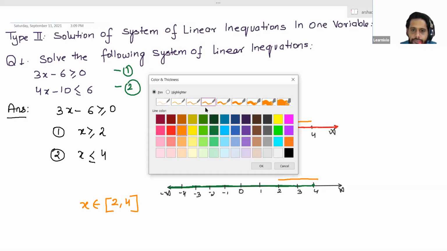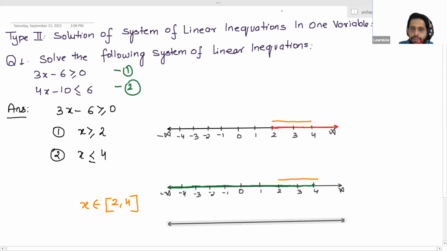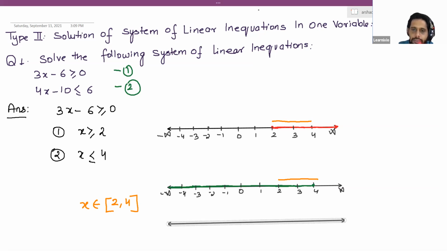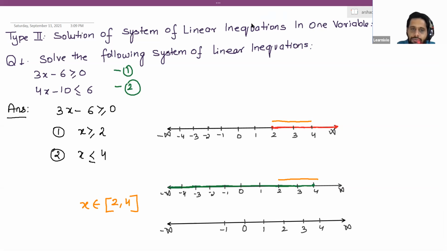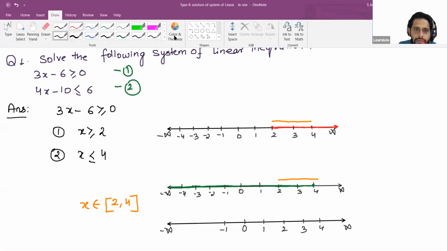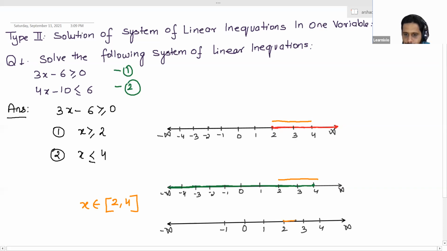So for the final answer, we will draw a number line. We will write like this, and on this one we will represent our answer. This is minus infinite, this is infinite, this is 0, 1, 2, 3, 4, let this be minus 1. So we need to shade the final answer. Just take another color. So the final answer will be 2 to 4. 2 to 4 will be our final answer.